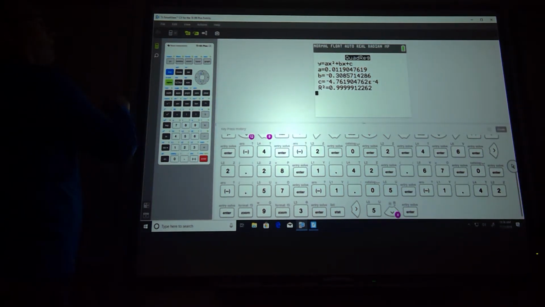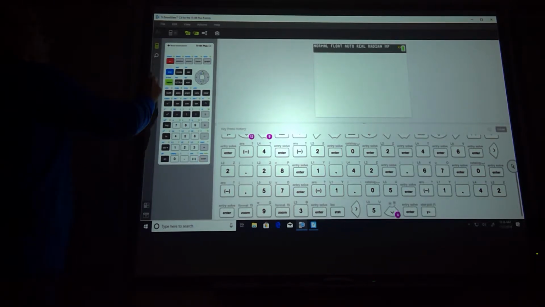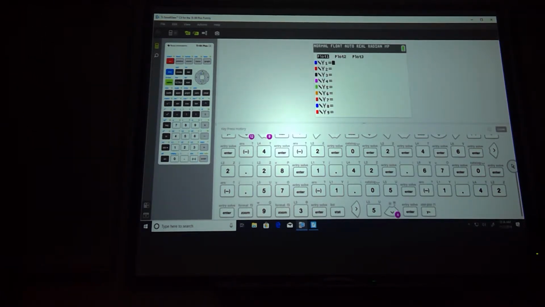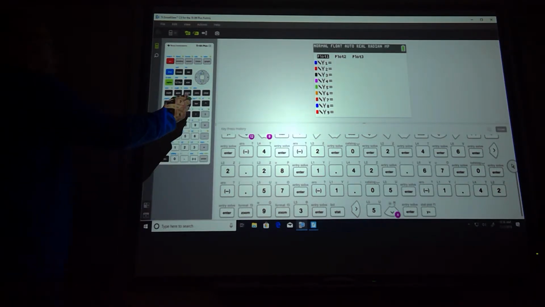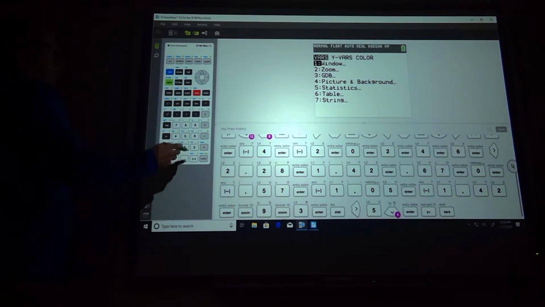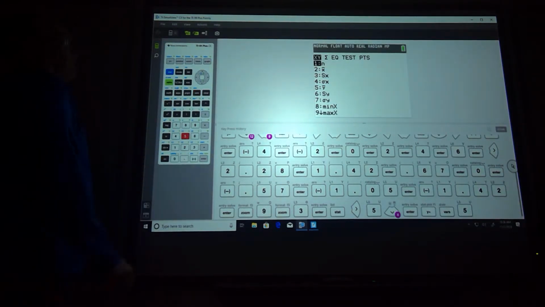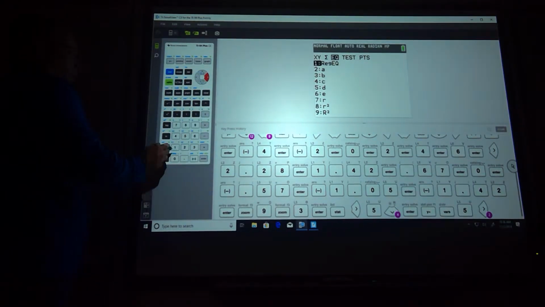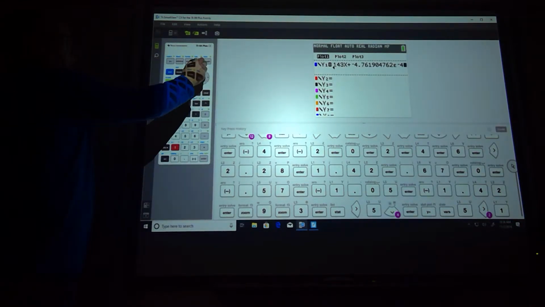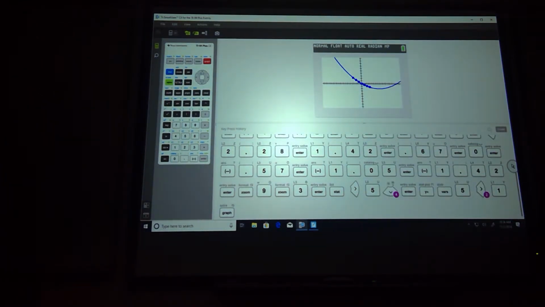All right, so I now want to plug that into y equals. How do I do this? How do I plug it in? The regression's done. Vars, thank you. Vars what? Statistics. Equation number 1. And graph. Oh, that's what it looks like. Okay.